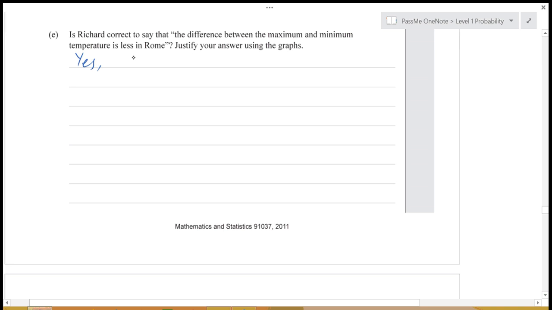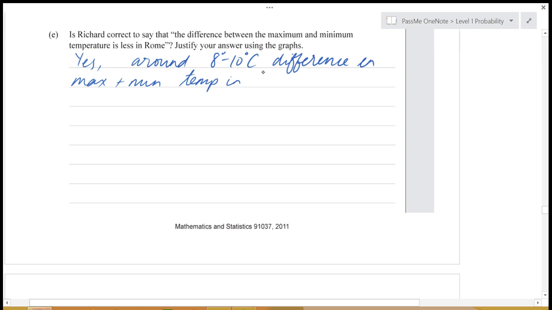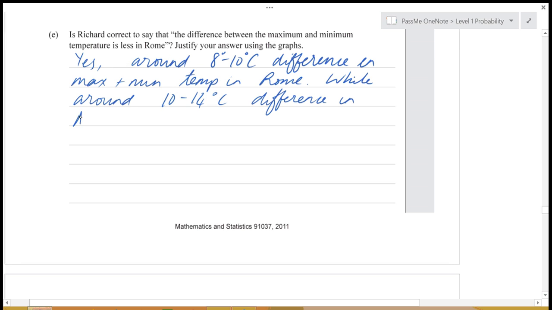So yes, around 8 to 10 degree difference in max and min temp in Rome, while around 10 to 14 degree difference in Nairobi.